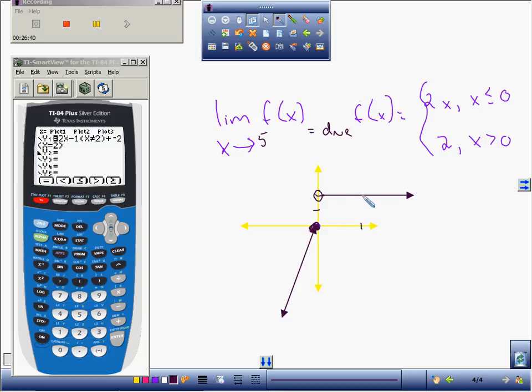Okay? As x goes to, say this is 5 over here. What would be the limit as x goes to 5? What is the y value? 2, right? In that case, the answer would be 2.